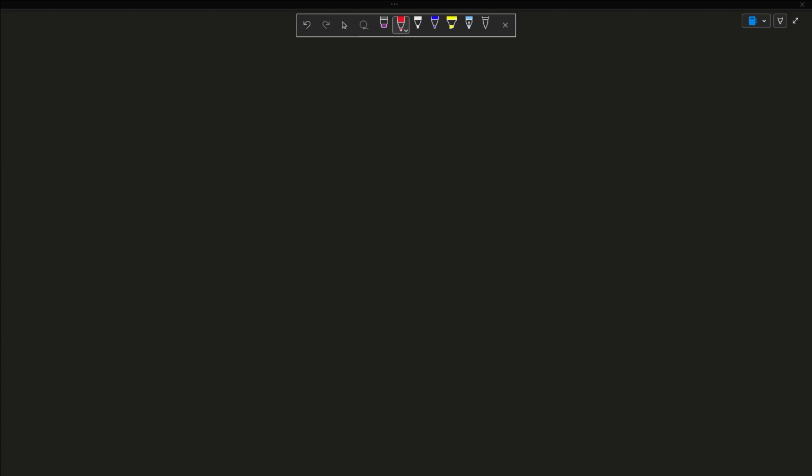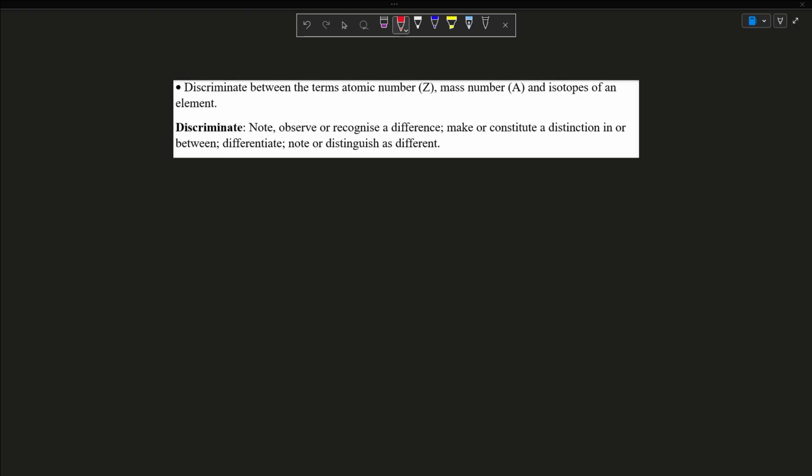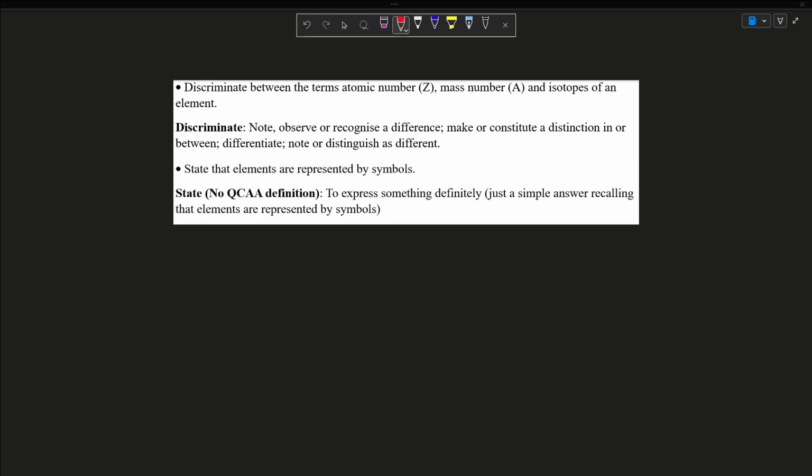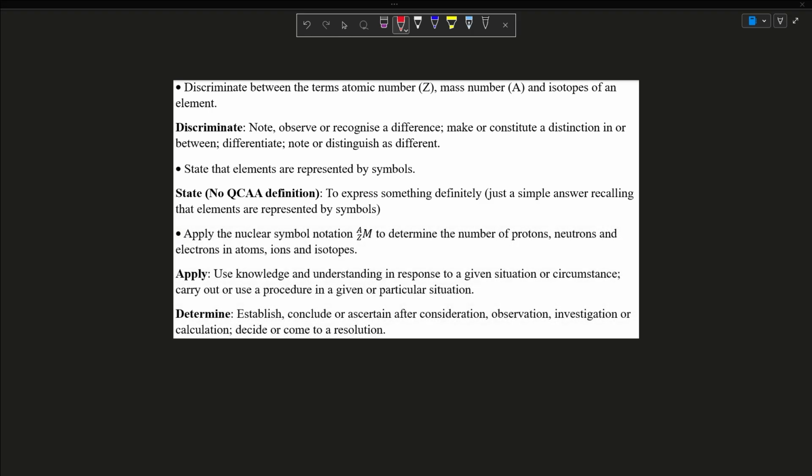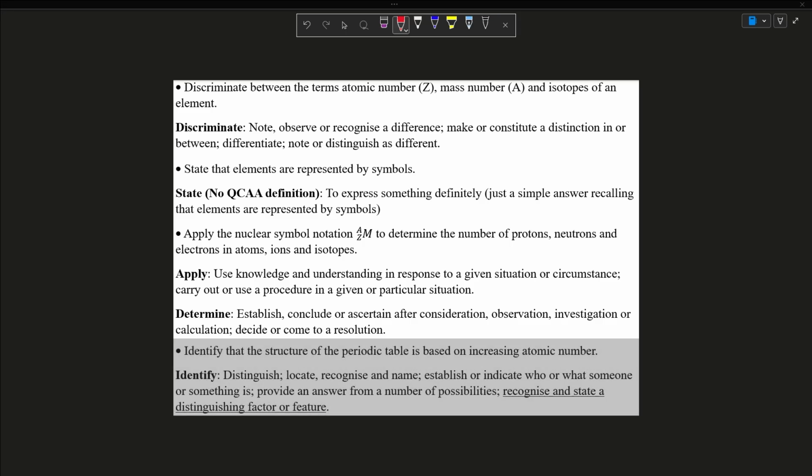So, having just completed point 4, this brings us to the end of the video. Just to recap, in this video we discriminated between the terms atomic number, mass number, and the isotopes of an element. We also stated that elements are represented by symbols. We applied the nuclear symbol notation to determine the number of protons, neutrons, and electrons in atoms, ions, and isotopes. And we identified that the structure of the periodic table is based on increasing atomic number.